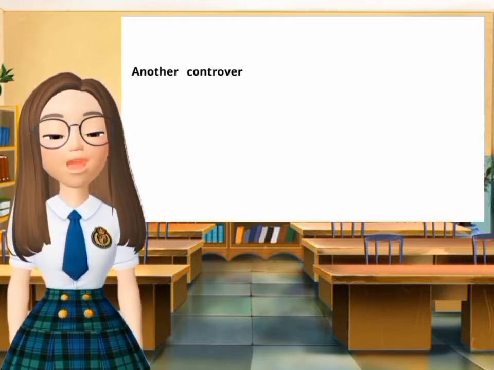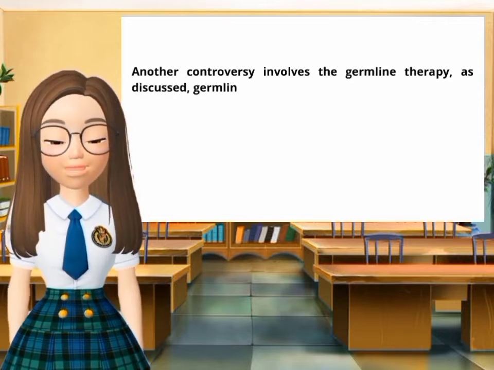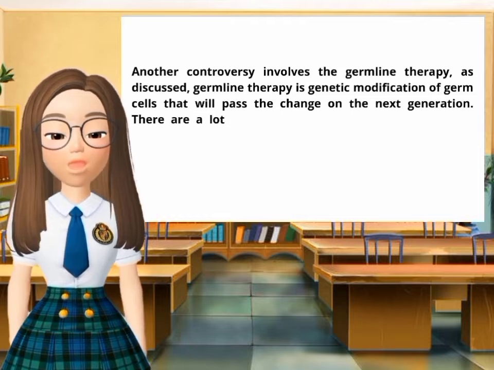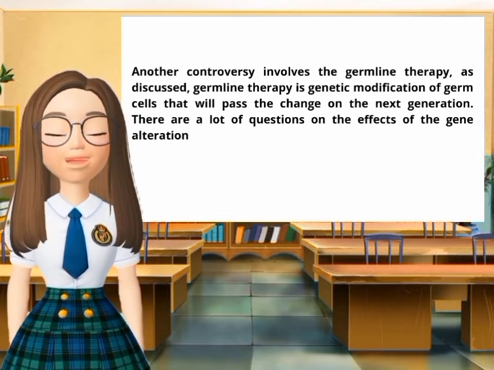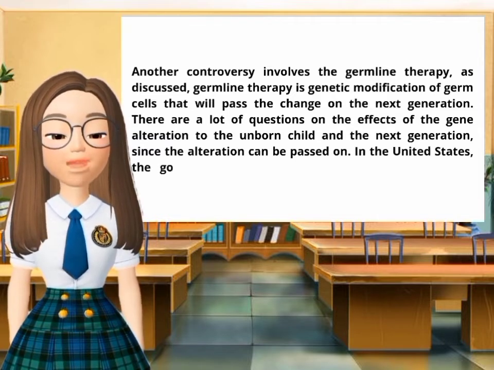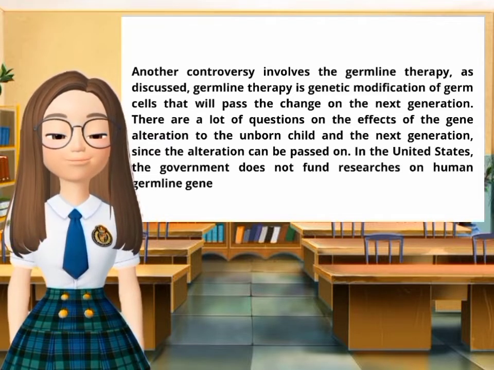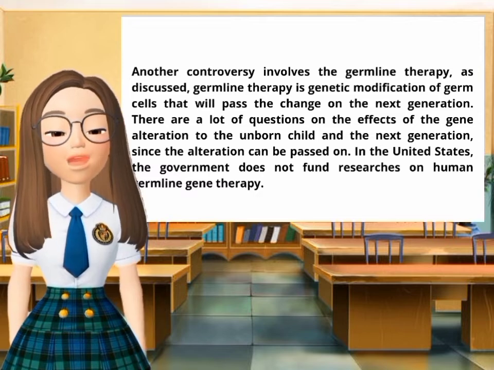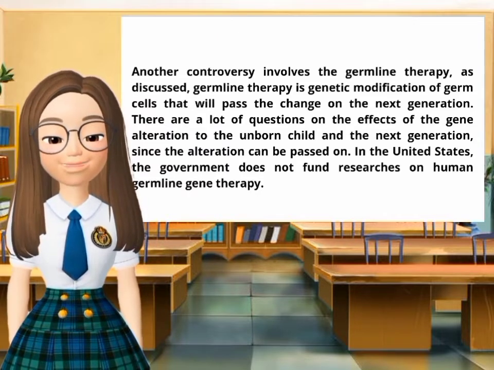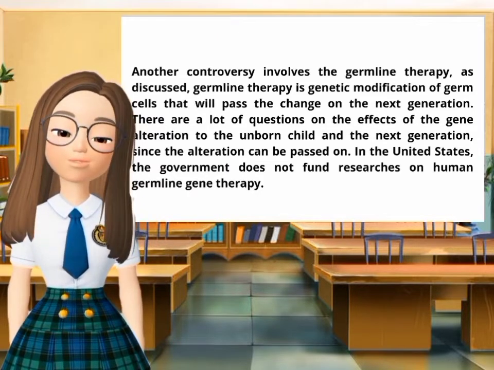Another controversy involves germline therapy. Germline therapy is genetic modification of germ cells that will pass the change on to the next generation. There are a lot of questions on the effects of the gene alteration to the unborn child in the next generation. Since the alteration can be passed on, in the United States, the government does not fund research on human germline gene therapy.